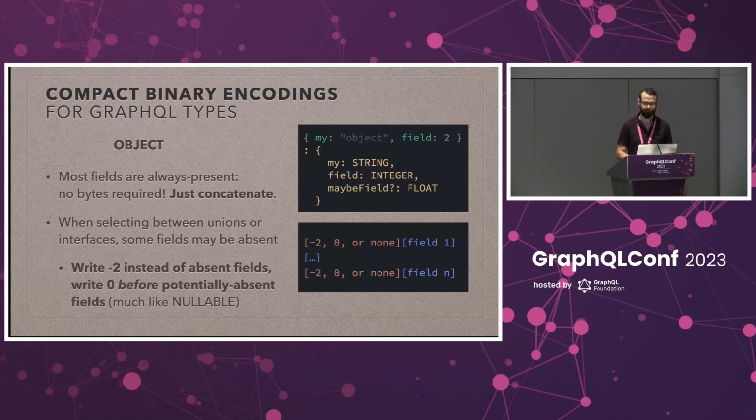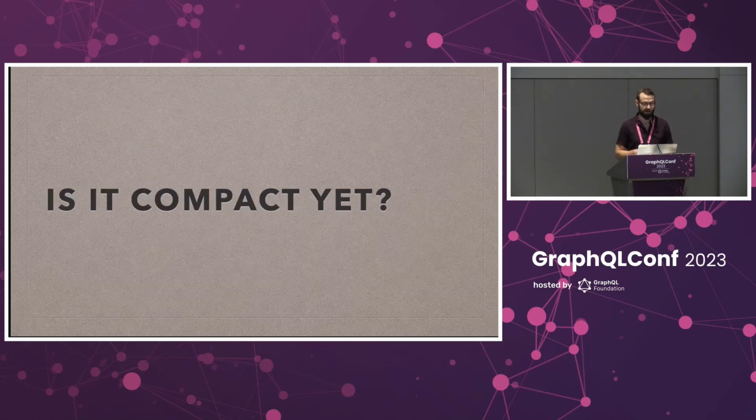So is it compact yet? Sorta. The individual values have compact representations. We just went through all 7 of them, and that makes a big difference. But there are still some tricks that we can apply. So let's talk about that a little bit.